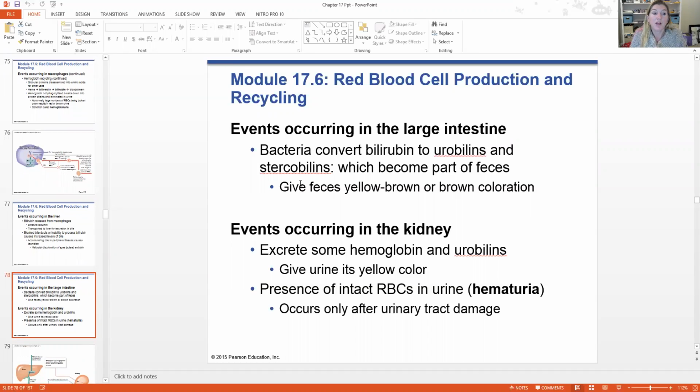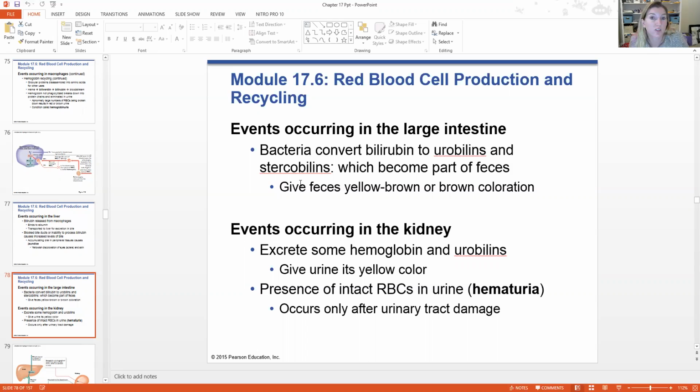So there's also a set of steps that occur in the large intestine. So the bacteria are taking the bilirubin that's from the bile and basically converting that bilirubin into urobilins and stercobilins, and those are kind of the yellow-brown parts of our feces. So it continues to change and be modified in order for elimination.